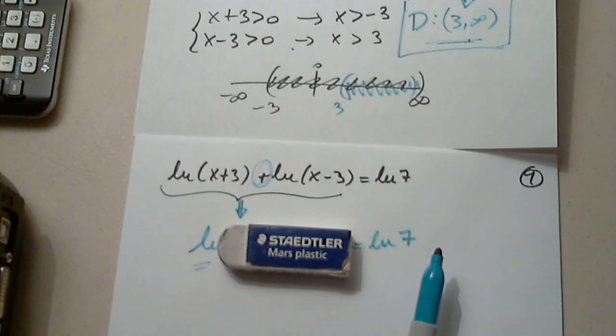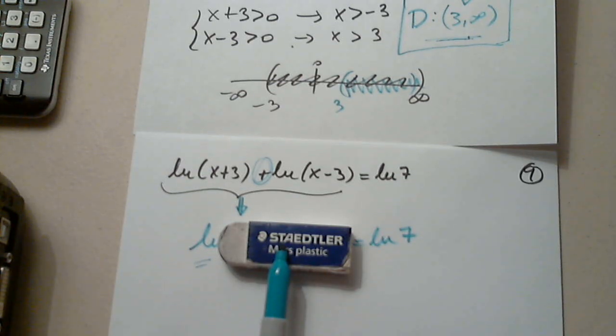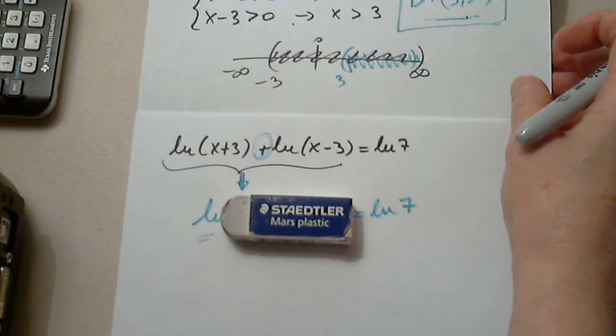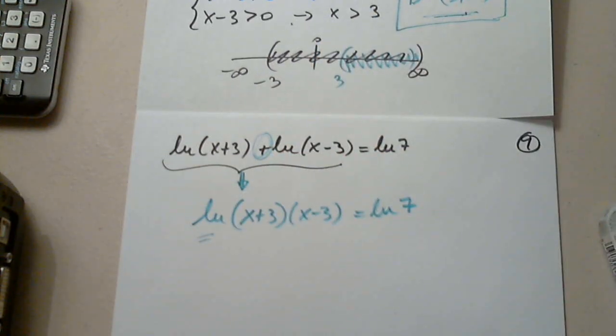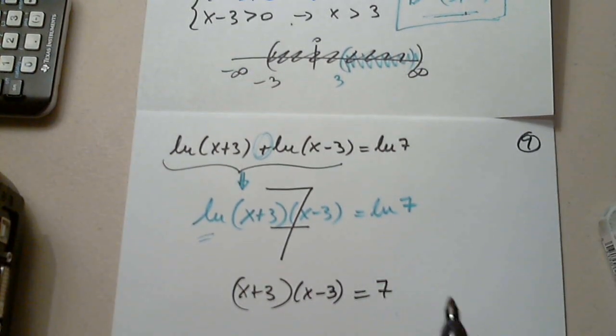In which situation will these two be identical? I have natural log of something equals natural log 7. How much should this quantity be, so that the left-hand side equals the right-hand side? Would it be 7? Exactly, mandatory. There is nothing else. This must be 7. Natural log 7 equals natural log 7. There is no other number. So then x plus 3 times x minus 3 must equal 7.